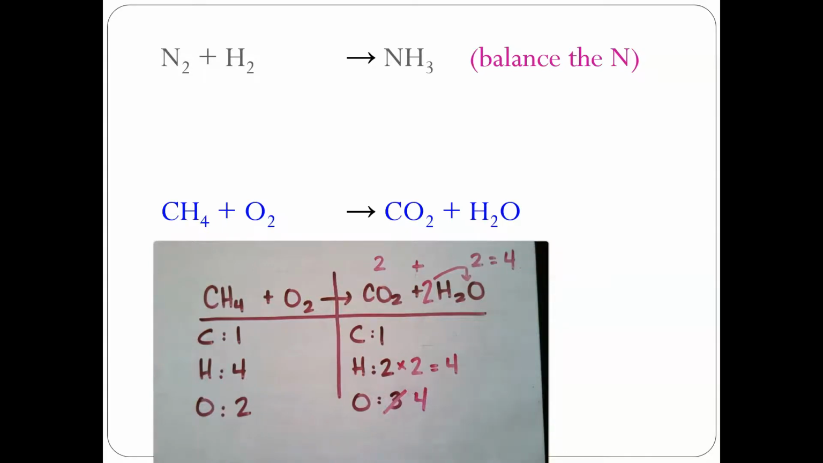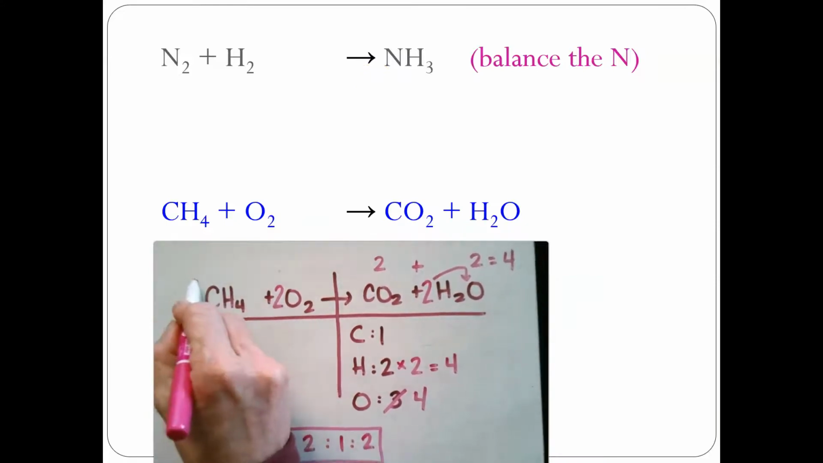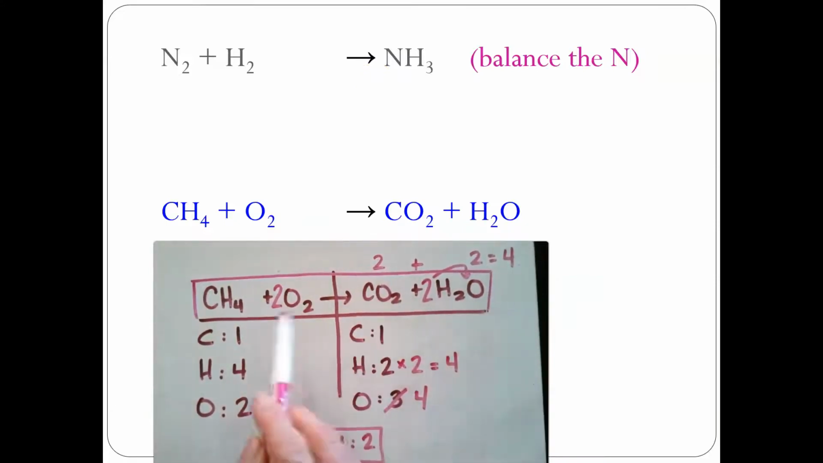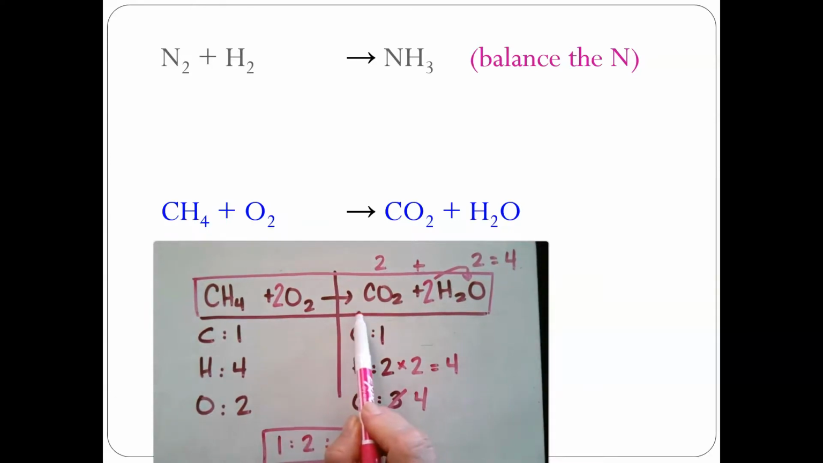Now that I know I have 4 oxygens on the right, it's very easy to come in and solve my oxygens on the left. I'm going to put a 2 here, and my ratios go 1, 2, 1, 2 across my answer. My answer is CH4 plus 2 O2s yield CO2 plus 2 waters.